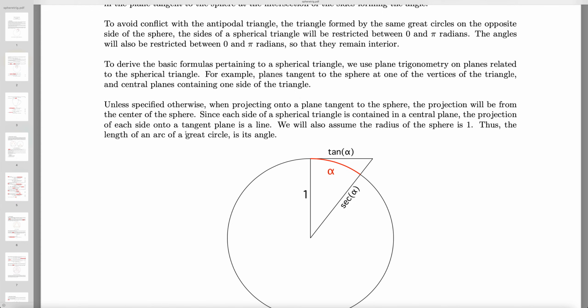The projection of each side onto a tangent plane is a line. We will also assume the radius of the sphere is 1, thus the length of an arc of a great circle is its angle.